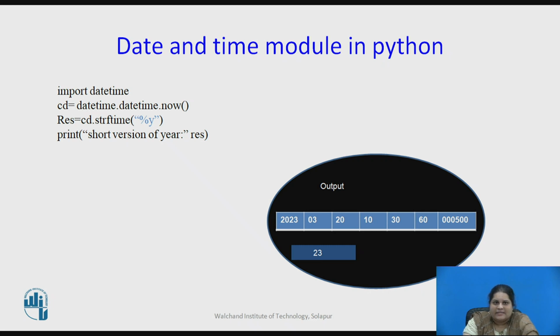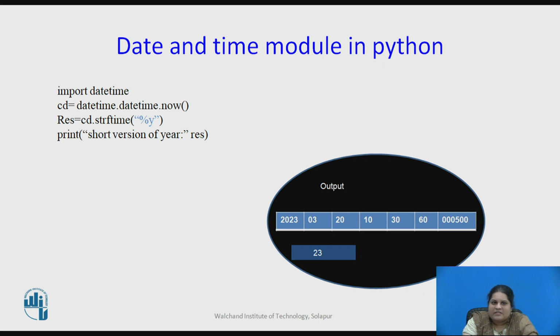So cd, that is current date, is the variable we have taken and we have stored the result into that particular variable. So cd is equal to datetime dot now method. Basically the second line will have the output, that is today's day and date. In the third line, if you observe, it is having cd.strftime with percentage y.